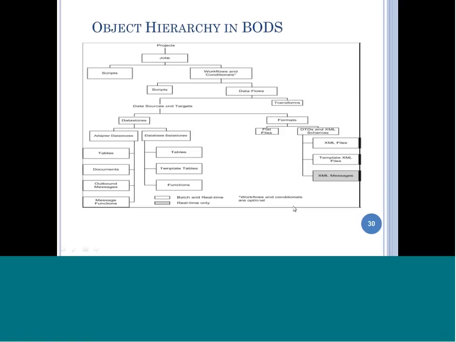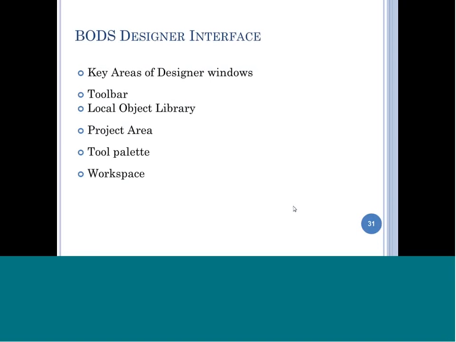So this is the object hierarchy within BODS, which will help you know which object can be called within another object. That knowledge will be provided by this particular slide. So, object hierarchy. These are all the objects. Project is one object. Job is another object. The script and workflow are another object. Data stores are another object. Formats are other objects. These are all called different objects we have. As I mentioned previously, these are all different interfaces we have.